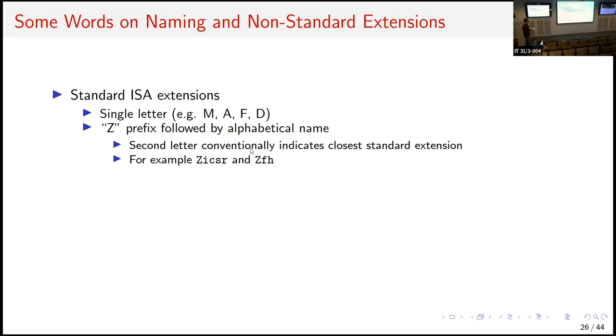And then the convention is that the second letter is the closest standard extension to it. So for example, the control status registers, they are kind of close to the base ISA. So they have an I. Half precision floating point, okay, that's close to floating point. So we have ZFH. So just to give a bit of an order in that naming.